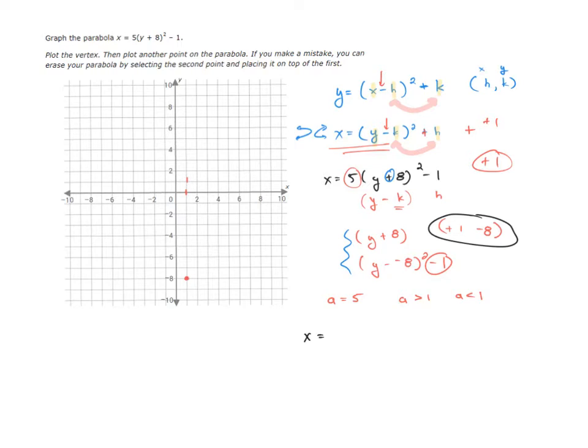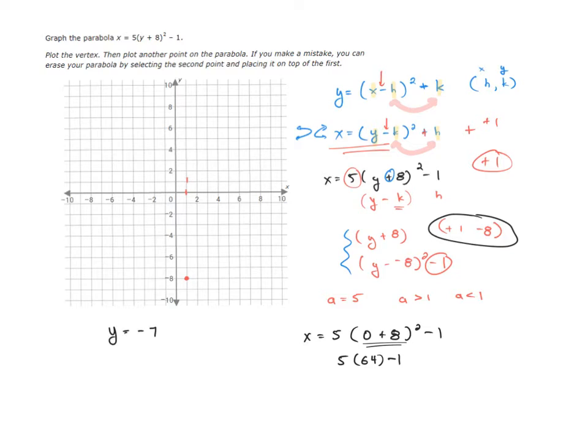Actually, I'll cheat this one, and as a cheat, I'll make y, no, I can't make y negative 8. That'll make it 0. Okay, I'll make y 0. So 0 plus 8 squared minus 1. That gives me 5 times 64 minus 1. Now, notice that by plugging in 0, we're going to get a pretty big number, and that's not something we want to do. So how can we make this like a 1?